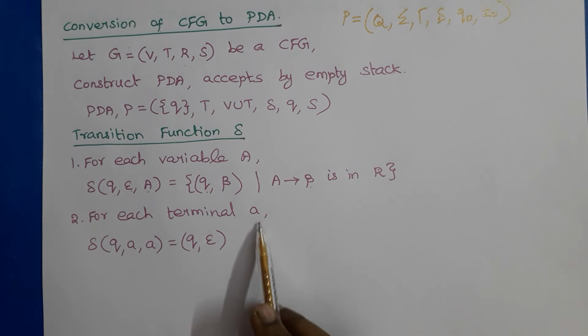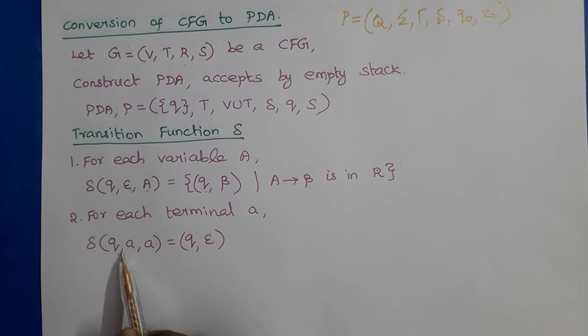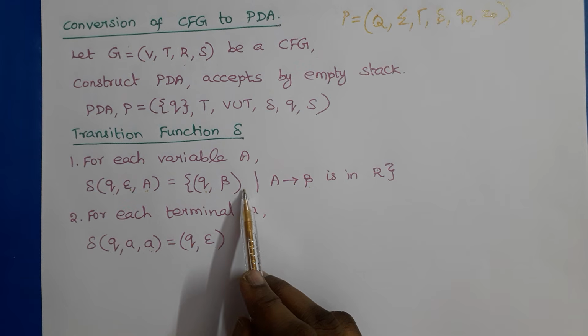Then for each terminal symbol a, we write the transition like this: delta(q, a, a), the input a and the top of the stack a. That is, we are going to perform a pop operation here. The first is for push and this is for pop. Then (q, epsilon), the same state q, replacing the top of the stack by epsilon. This should be written for all terminal symbols. This must be followed for all non-terminal symbols.